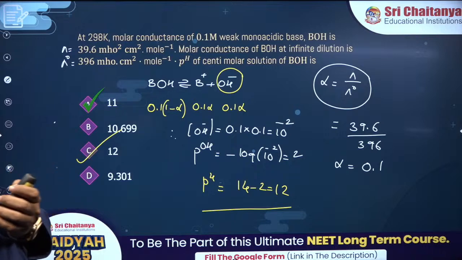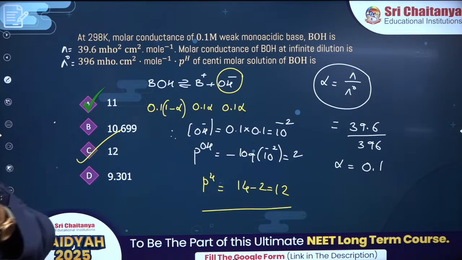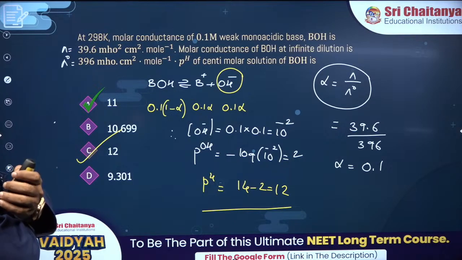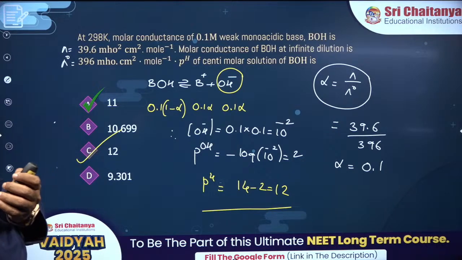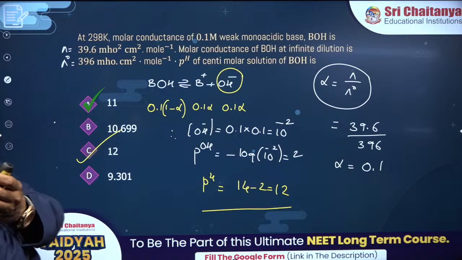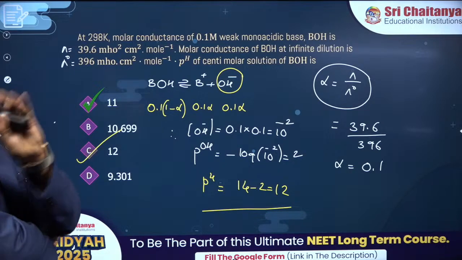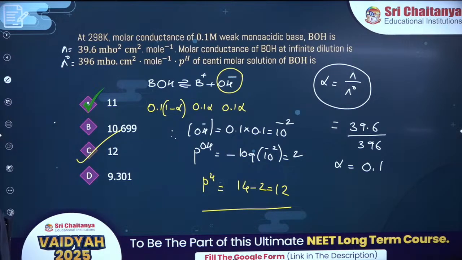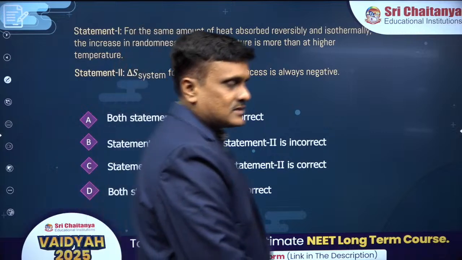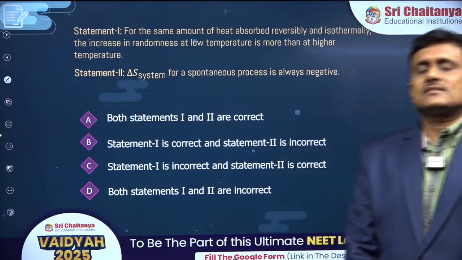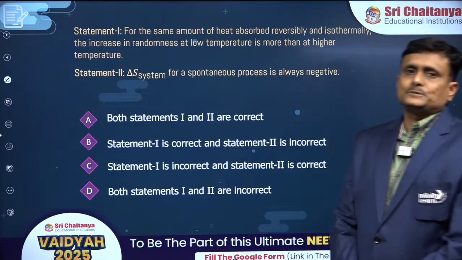You can see I did not commit any mistake anywhere, isn't it? 39.6 by 396 is 0.1. BOH is 0.1 into 0.1, pOH equal to 2. So, the right answer for this question is 12. How many of you are with me now? Key wrong. Chalo, thank you, Anil. And now, next question. Yes, that's brilliant. So, we need to identify and make corrections even if there are mistakes in the key.